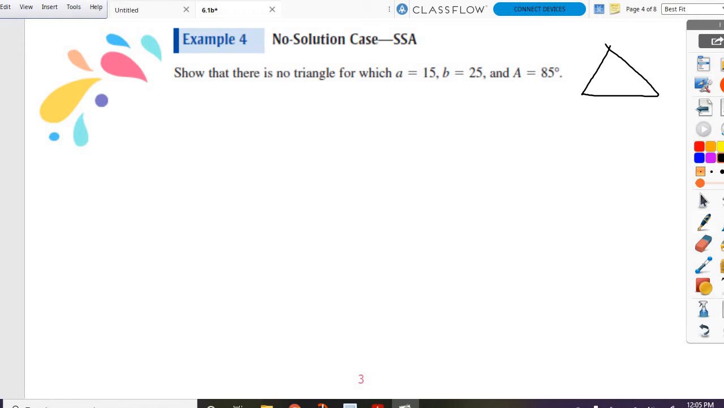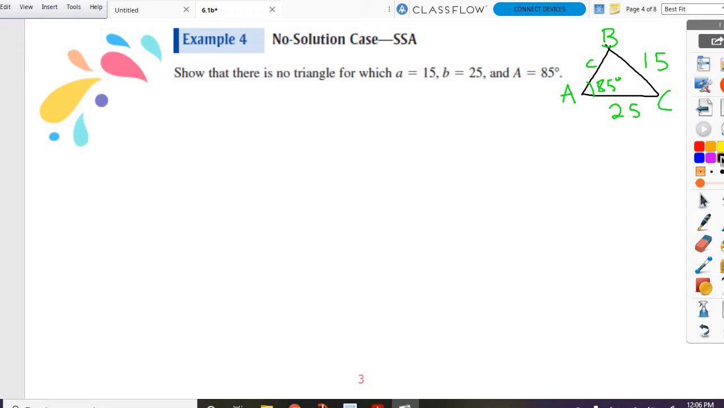Alright, so again, let's go ahead and start by drawing a picture, just because I think it's helpful as a reference. So again, this is going to be big A, so this is 85 degrees. This is little a, so 15. Little b is 25, which makes this big B, big C, and little c.